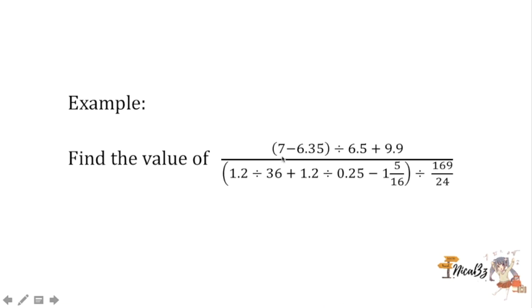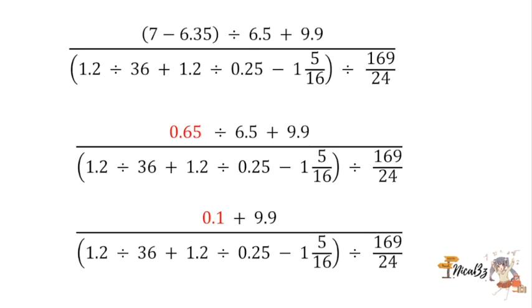For example, find the value of the quantity 7 minus 6.35 divided by 6.5 plus 9.9 all over 1.2 divided by the quantity 1.2 divided by 36 plus 1.2 divided by 0.25 minus 1 and 5 over 16 divided by 169 over 24. So this is quite a complex problem.